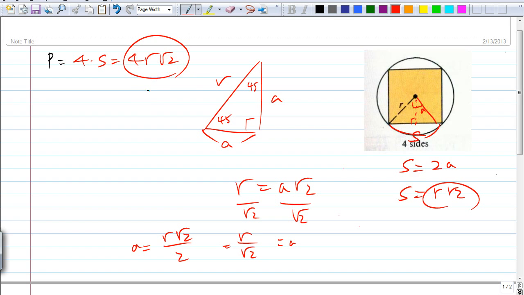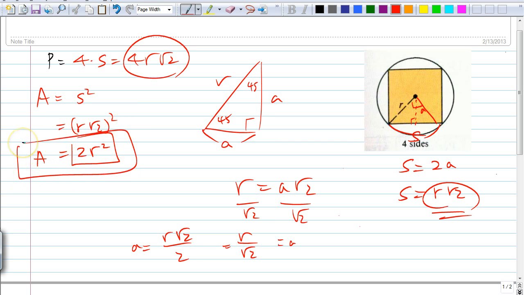Easy enough? Okay, of course, if you know the side, area is easy because it's side squared, so it's going to be R rad 2 squared. What would that give you guys? R squared or 2R squared? Yeah, 2R squared. Okay, how many people got the area as 2R squared? Okay, any question? Does this make sense? So this is a nice review of what we learned last time, correct?